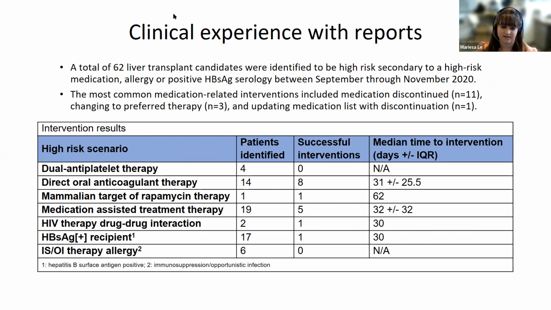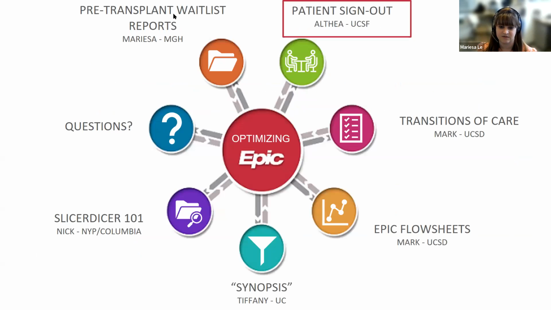Althea is an abdominal transplant pharmacist at UCSF Medical Center, mainly covering inpatient liver, kidney, and pancreas services, as well as pre-transplant evaluations.